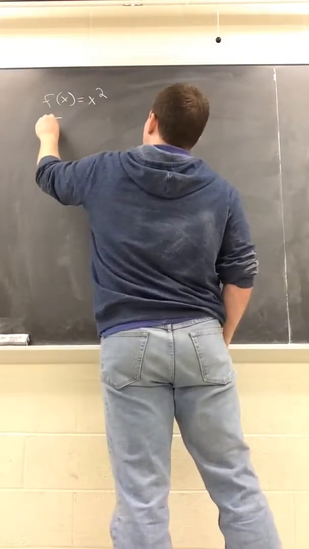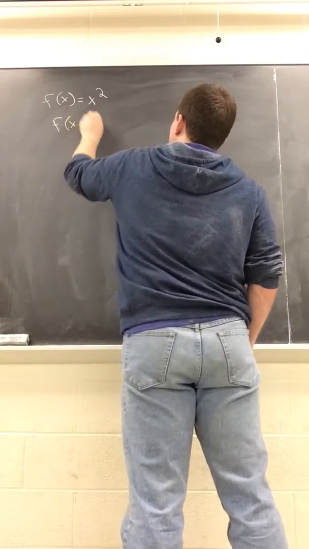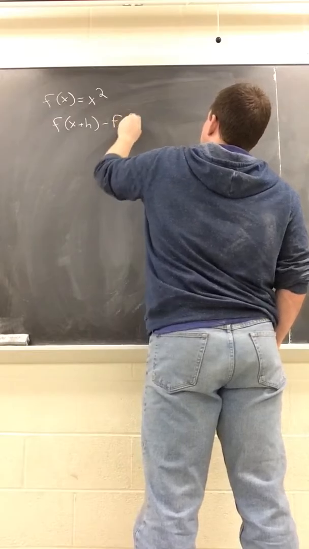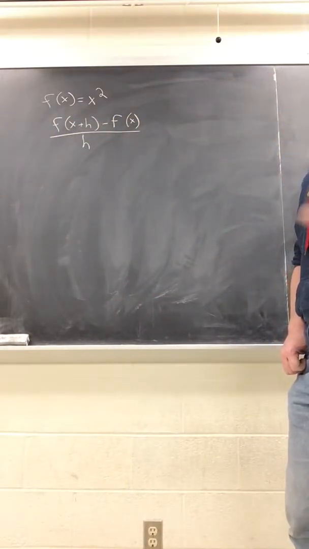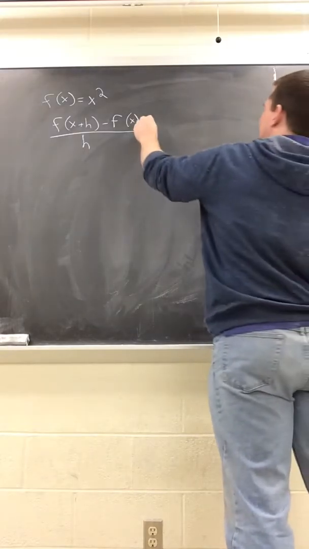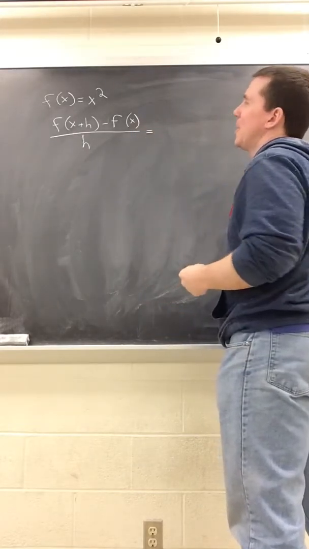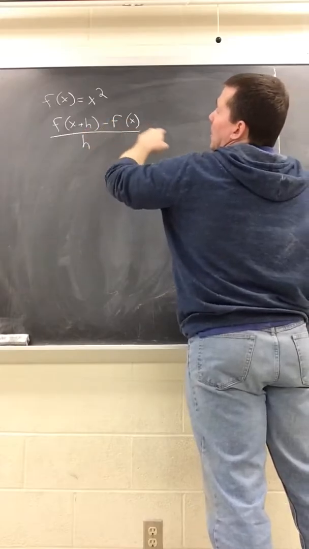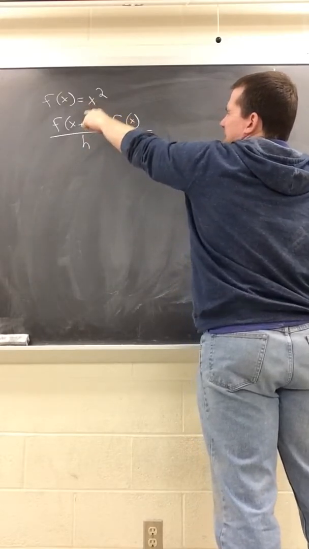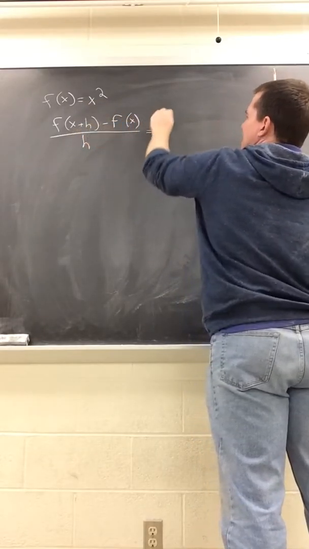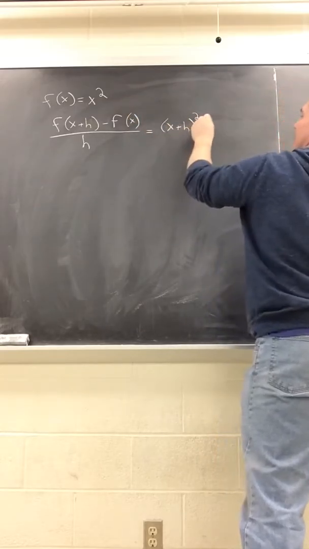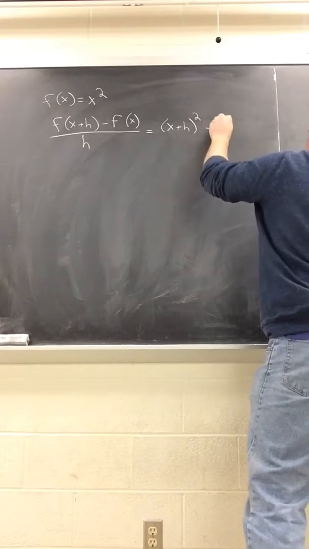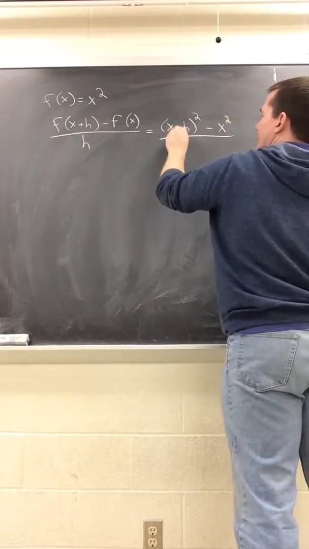Then I want to find f of x plus h minus f of x all over h. Just use my rules for functions and I can plug in. And we'll explain what's going on later. For right now, well, let's see. f of x is x squared. So f of x plus h, we plug in x plus h, and then we square it. Minus f of x, which is x squared, all over h.